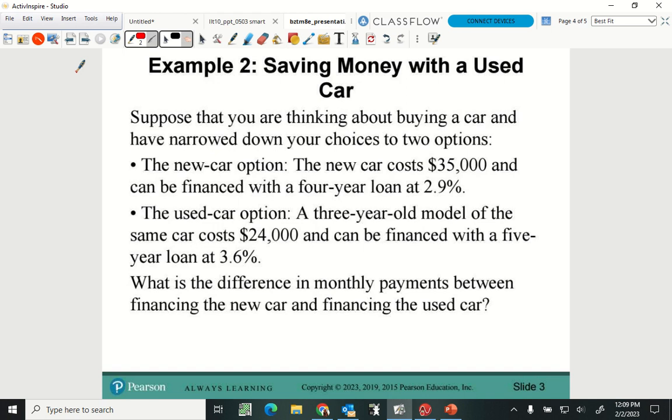All right, let's try this out. And listen, pay attention real quick. I want you guys to do the same thing. Calculate your new car option right now. Do the new car option the same way you calculated the payment. You're calculating the payment on the new car.